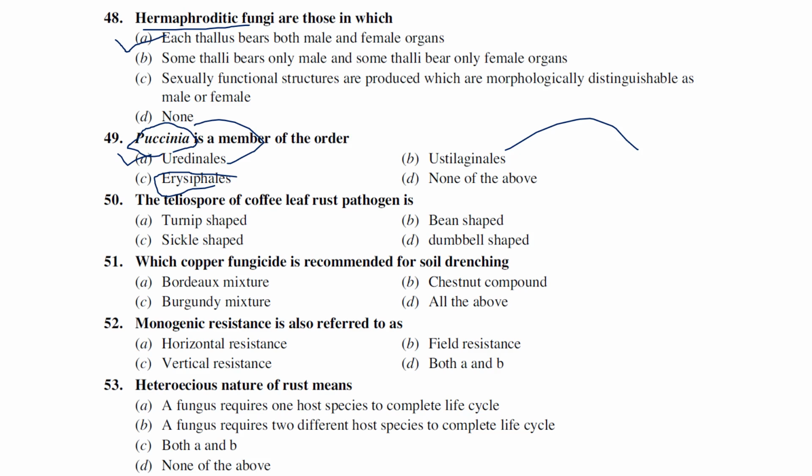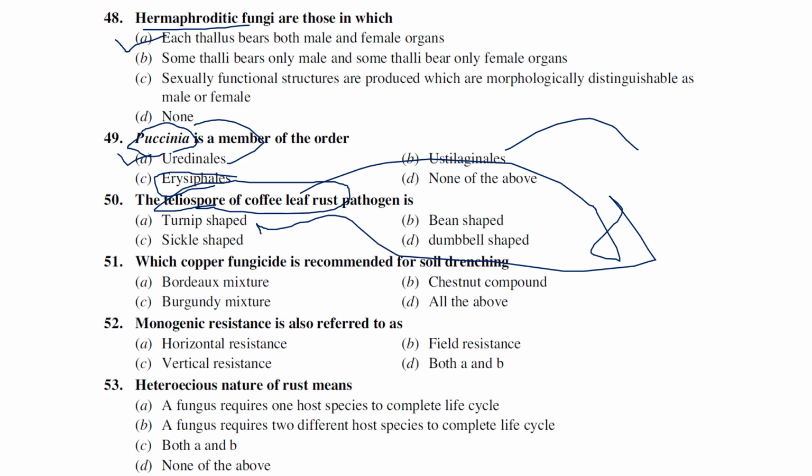The teliospores of coffee rust pathogen: first of all, we need to know what coffee rust is caused by. The fungus responsible for coffee rust is Hemileia vastatrix. Hemileia produces turnip-shaped teliospores and kidney-shaped urediniospores. In the mycology section we have mentioned the different types of teliospores: single cell teliospore, double cell teliospore, multicellular teliospore, parachute-like teliospore, Phragmidium, various kinds of things that we have mentioned in the NET related videos in the mycology section.